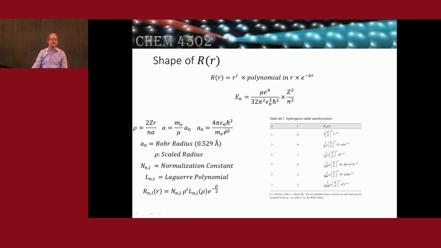If you work out the units, this ends up being a unit of length. And that unit of length is 0.529 angstroms. And it turns out that that's going to be the most probable spot to find the electron in a 1s orbital. Alpha, over here, this parameter, scales the mass by the reduced mass. So it scales this length by the ratio of the electron's mass to the reduced mass.